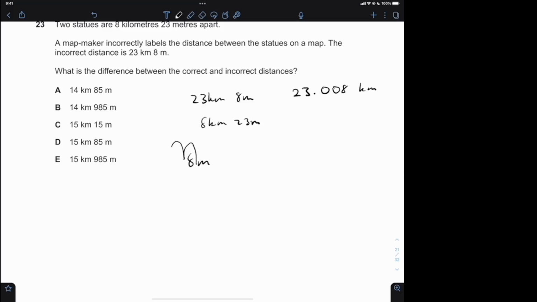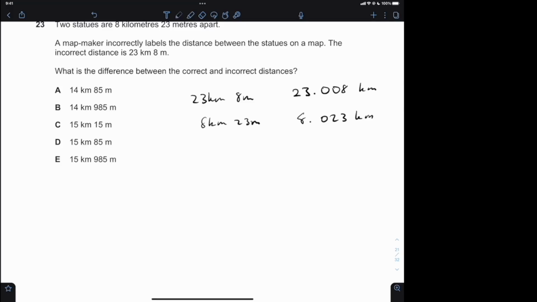So you get 1, 2, 3. And so you have 0.008 kilometers being 8 meters. Okay? So 23.008 kilometers there. Now, 8 kilometers, 23 meters is going to be 8.023 for the same reason. You can move the decimal back 3 spots and you'll see you'll have 0.023.